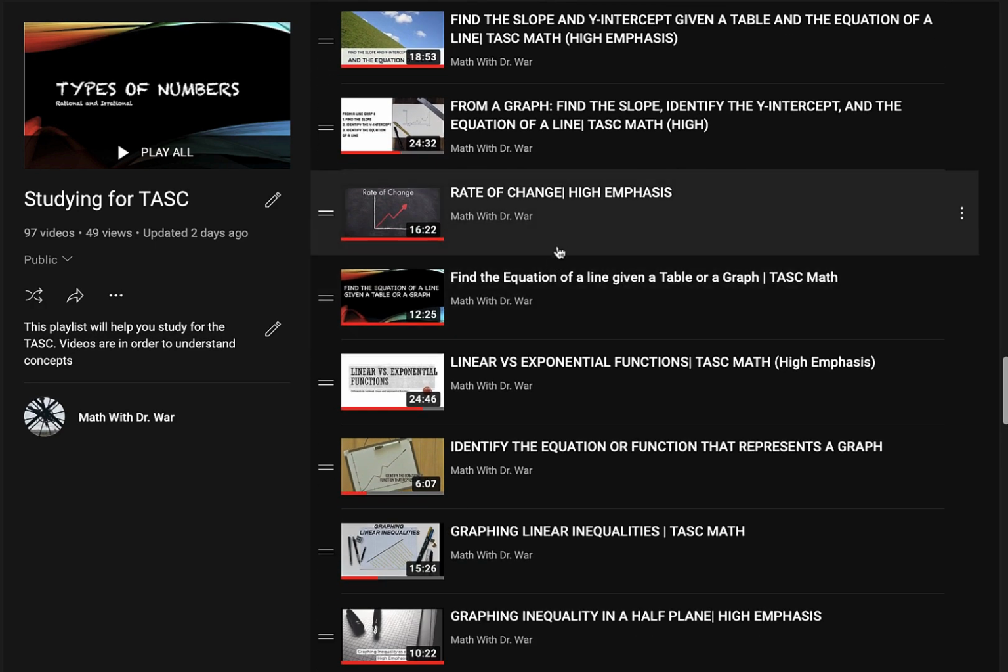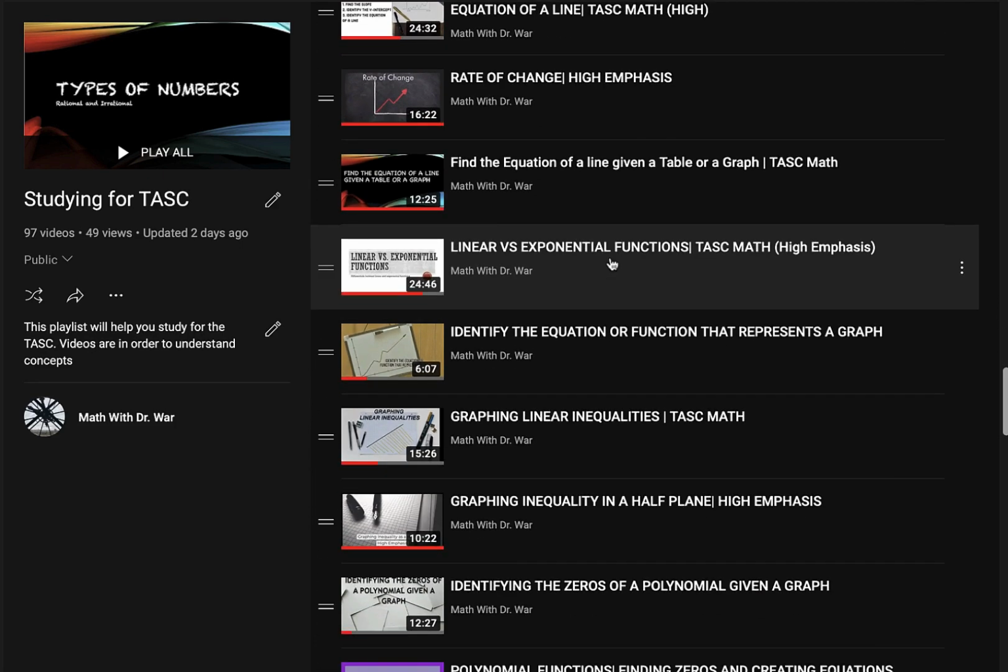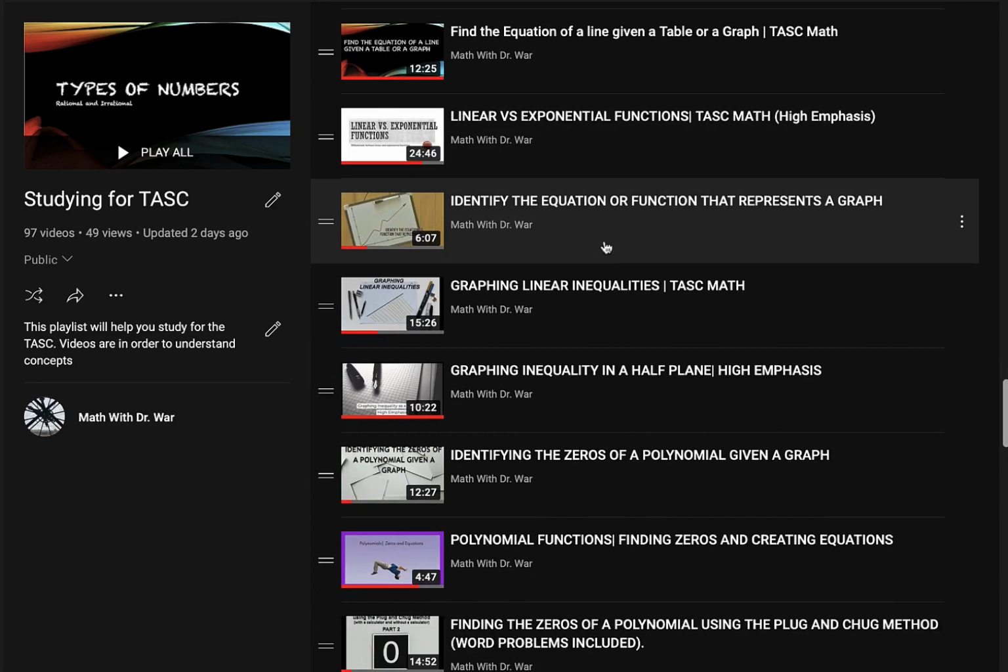Next, you have to understand rate of change. This is a new video. Also, finding the equation of a line given a table or graph. After that, you have to be able to understand when you have a linear function versus an exponential function. And then I have identifying the equation or function that represents a graph.